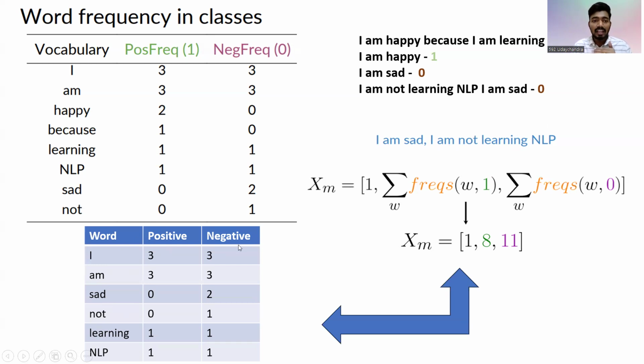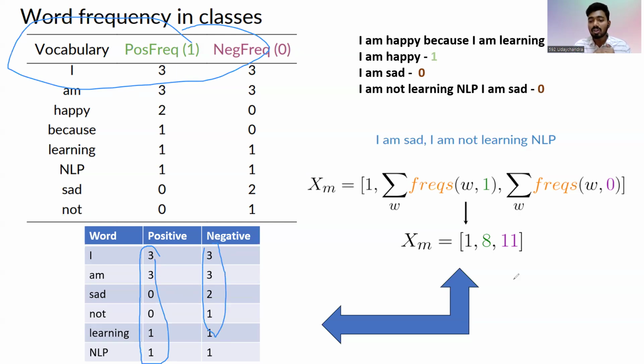You just take the positive and negative values from the frequency table. So far we have calculated this frequency table. From this table, you take the values and fill them in here. Now you compute the complete positive sum and the complete negative sum, and you replace those values here. So now we are getting 8 and 11, the positive feedback and the negative feedback.